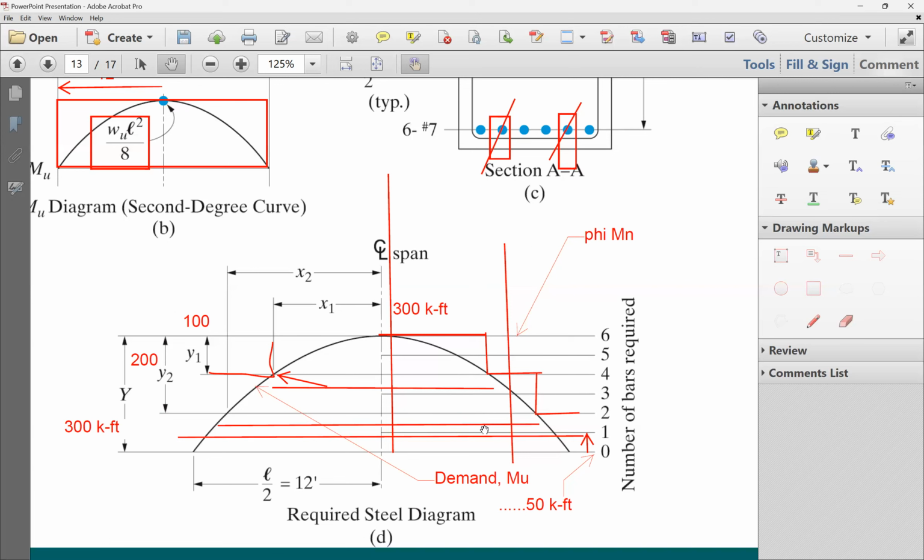Would it be 8? It's going to be 2 and 2. Each one of these lines represents 2 rebars, right? 2 rebars right here, 2 rebars right here, 2 rebars right here. I have a total of 6. So this line here means 2 rebars, right?